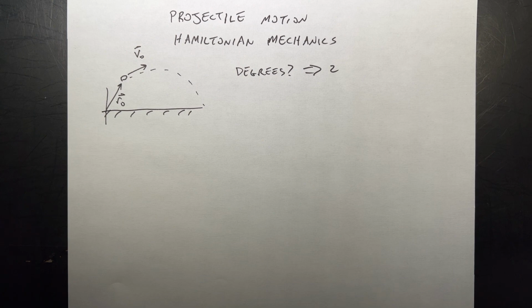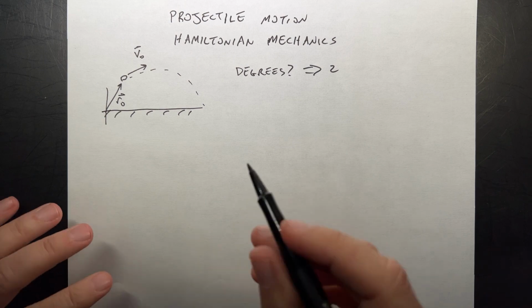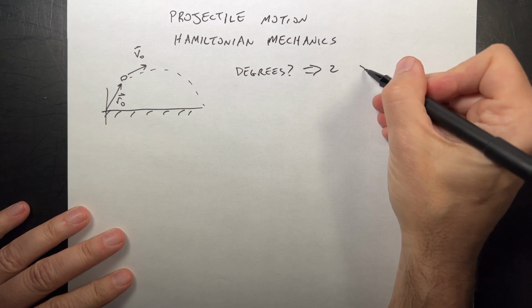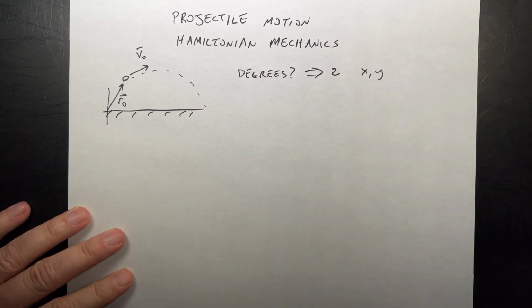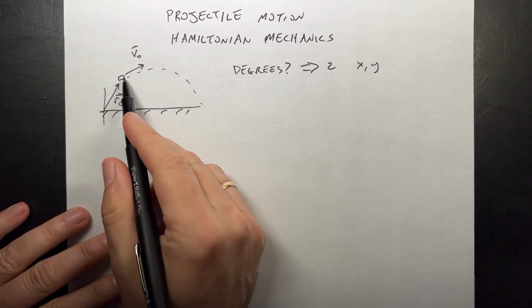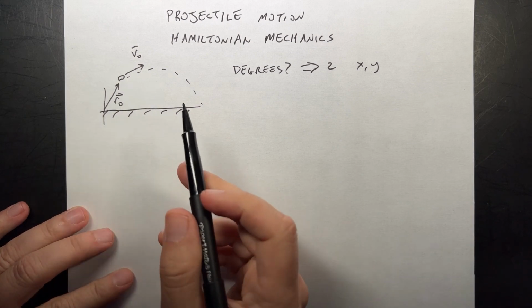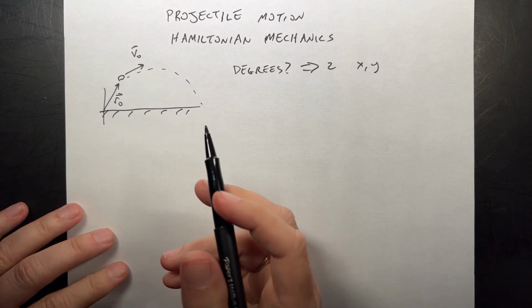I could use polar coordinates. Actually, that might be kind of fun: Hamiltonian mechanics with polar coordinates. But I'm not going to do that. I want to, but I'm not going to. Not now. I'm going to pick the variables x and y to describe this. So I have an x and y position, and it's moving at some angle, so it's going to have an x and y momentum.